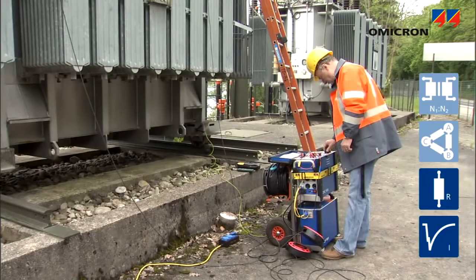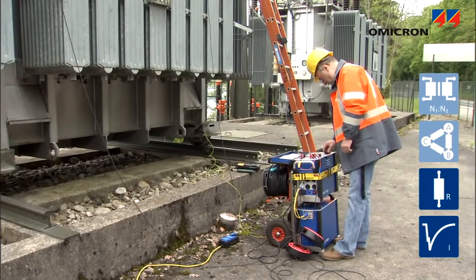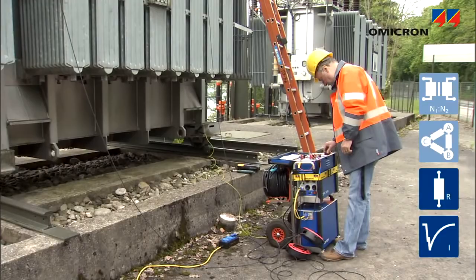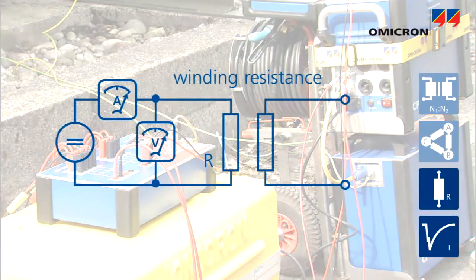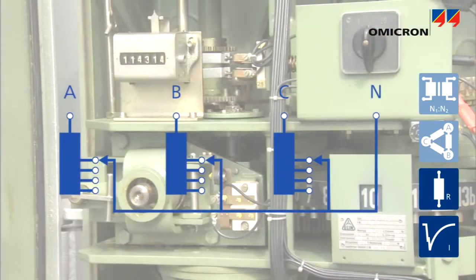Then, the CPC performs the winding resistance measurement. Injecting DC current requires the inductive energy in the winding to be charged and discharged. Thus, this measurement needs to be performed phase by phase. In each tap position, the CPC measures the resistance value.